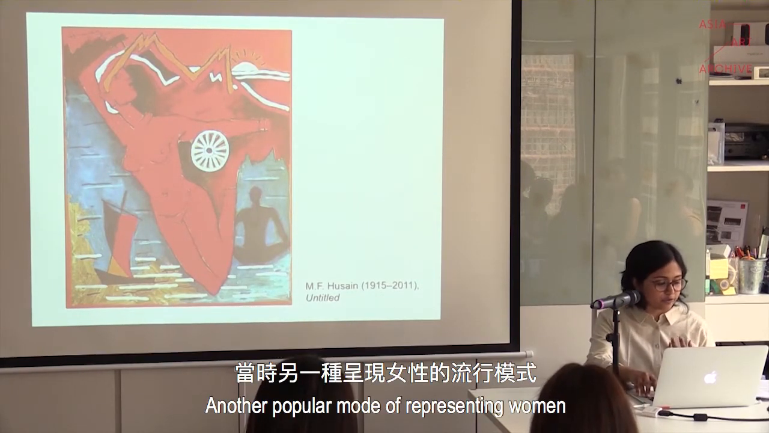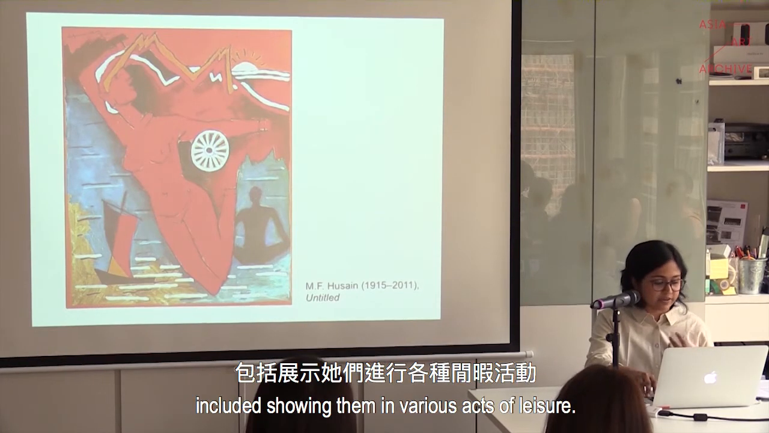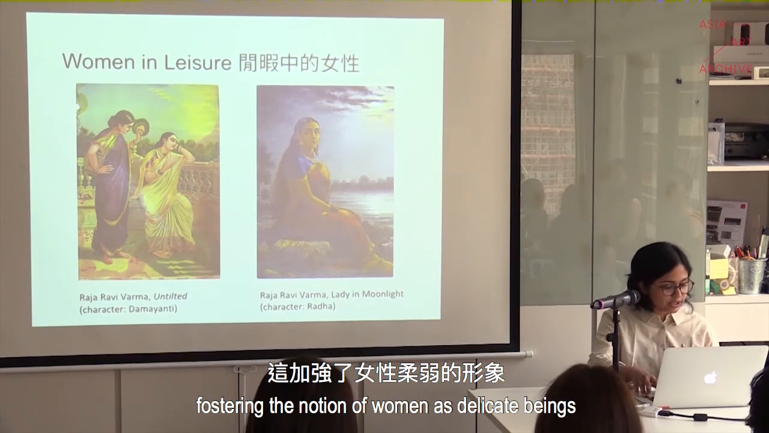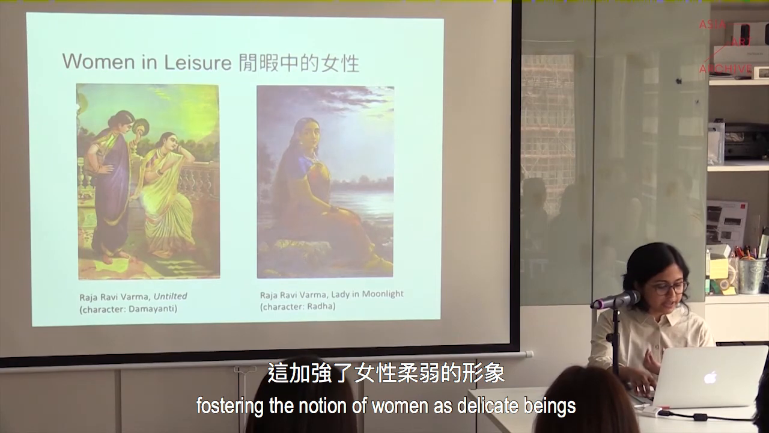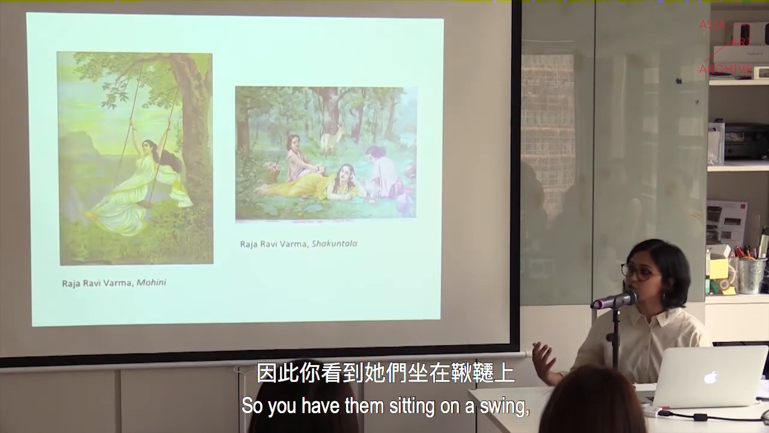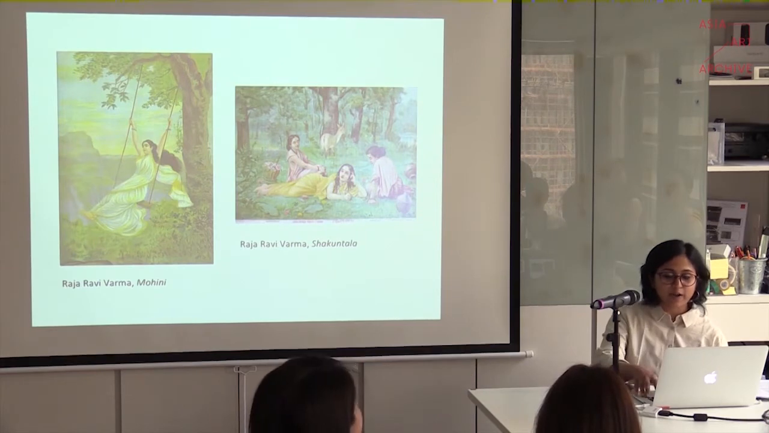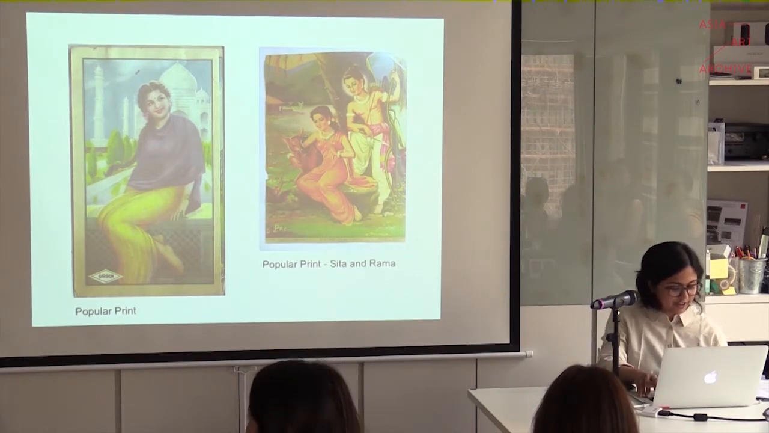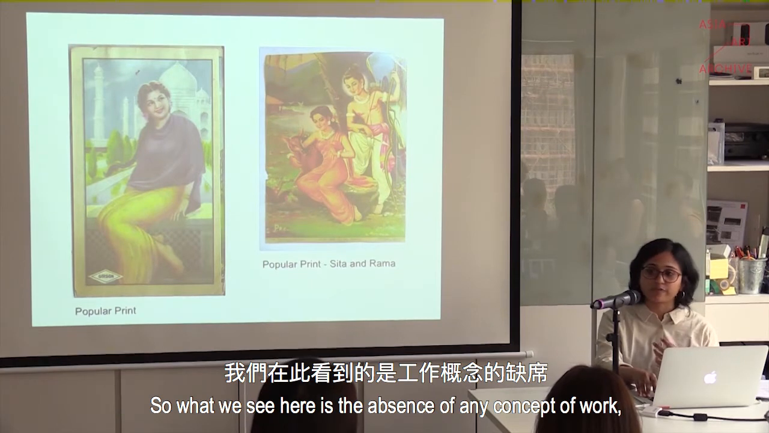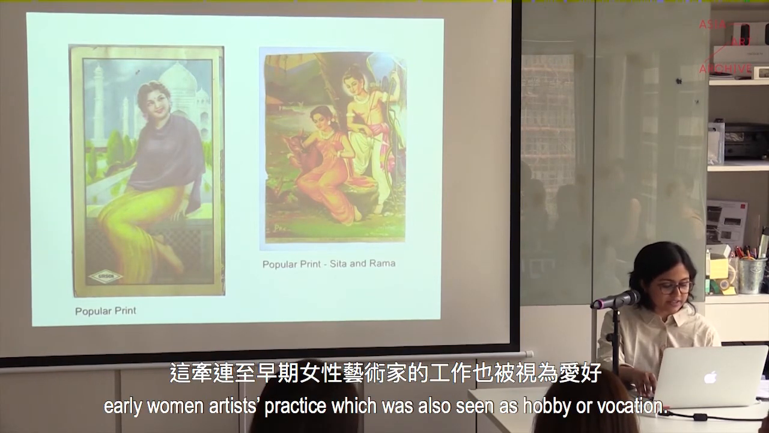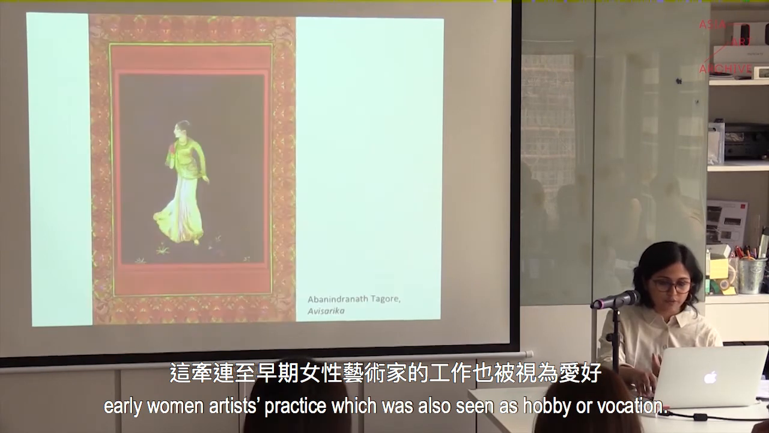Another popular mode of representing women included showing them in various acts of leisure. And here we refer to women of the aristocratic classes, extended later to the middle classes, fostering the notion of women as delicate beings that either just like to while away their time, have a good time, or that needed looking after. So you have them sitting on a swing, lying down and relaxing in a park, taking photos in front of the Taj Mahal, petting a deer, and so on, right? So what we see here is the absence of any concept of work, right? And we see this spilling over into the way that early women artists' practice was also seen as hobby or vocation, right?